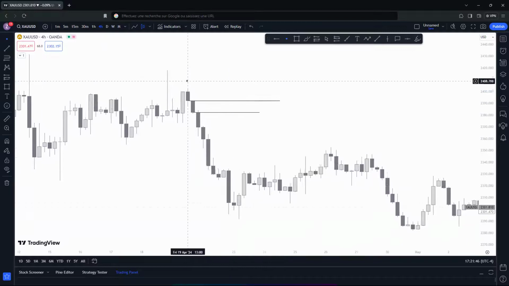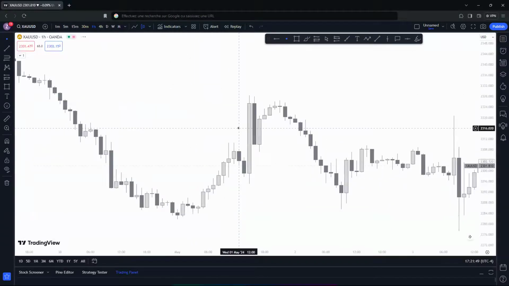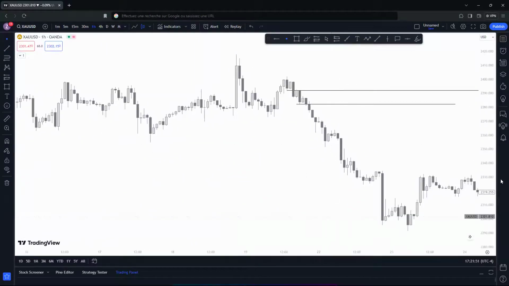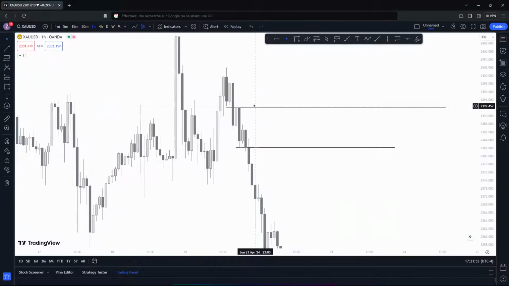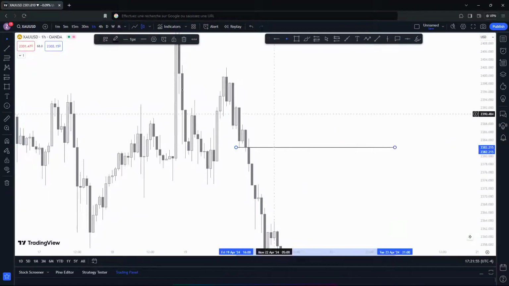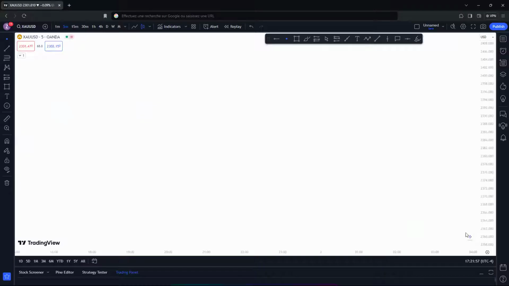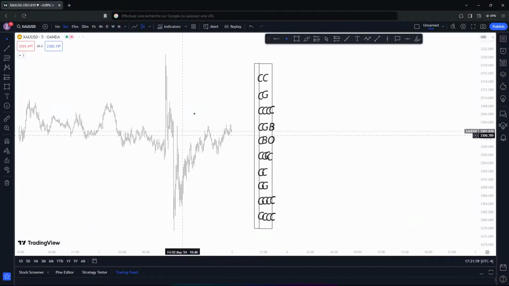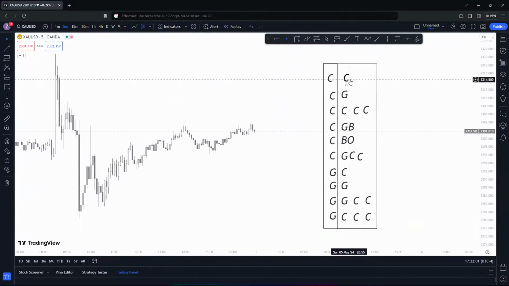So let's just mark these, okay? H4 gap, when you go to the H1, here we have H1 gap. So that is also an equilibrium. Okay, you got my point, guys? So that is also an equilibrium. So for these two setups, they're called equilibrium, CC.